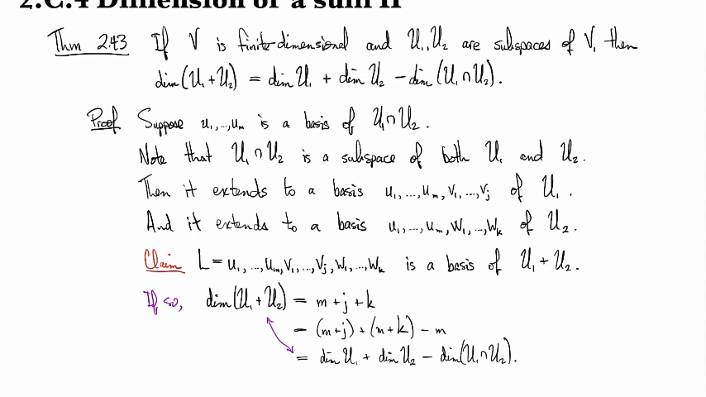So now for the exciting conclusion of the dimension of a sum theorem. Let's see where we were. So we had that there was a basis u1 through um of the intersection, and then u1 through um and then v1 up through vj would give us a basis of U1. u1 up through um combined with w1 up through wk would give us a basis for U2. And now we're looking at the list that has all of the u's and v's and w's, and we claim that this is a basis for the sum space. Okay, and that's what we have to do now, prove that claim.